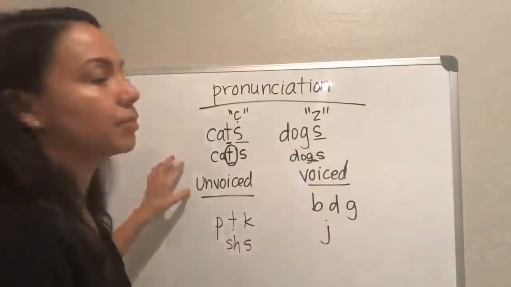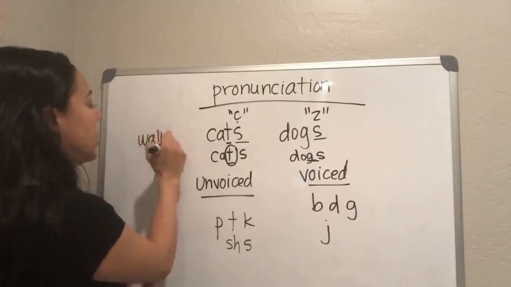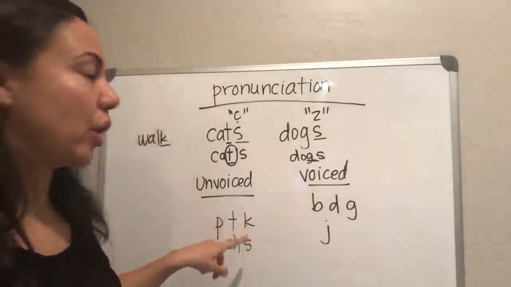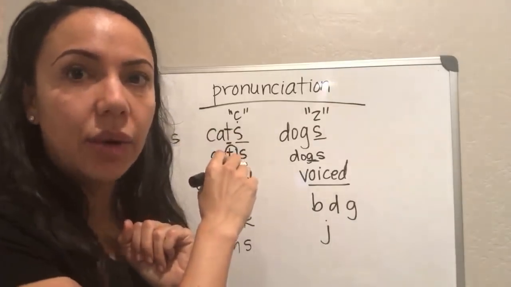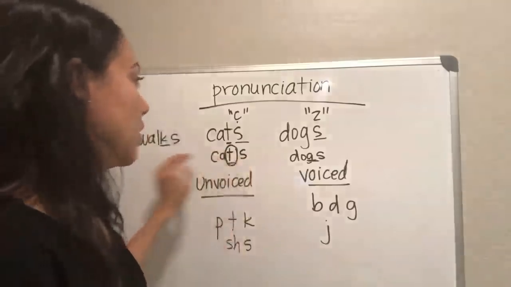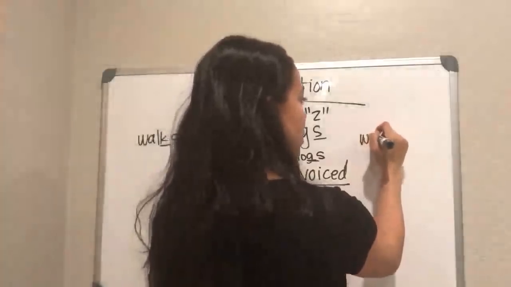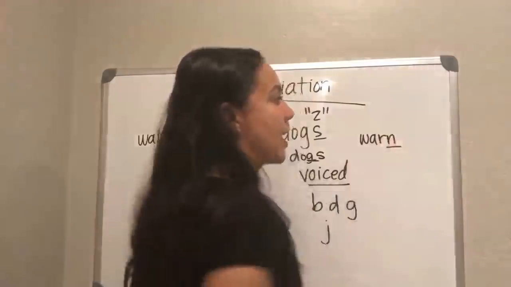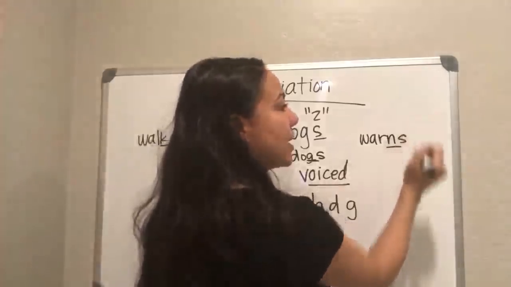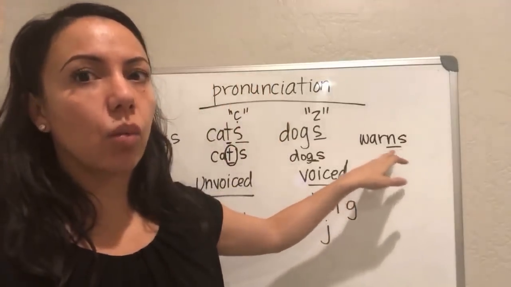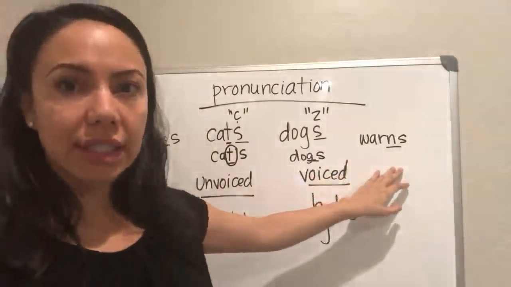So now let's do some more practice. Walk is another example. The K is unvoiced. So we are going to add the S. Walks. It makes an S sound, okay? Let's see another word that ends in a voiced. This N is voiced, so we will have the S sound that ends like Z. Warns. Okay, so walks, warns.